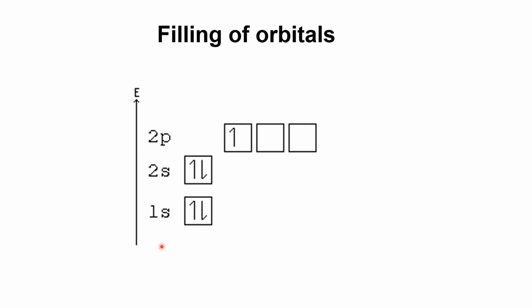So the orbitals are arranged according to their energies, and then the electrons are arranged in these orbitals. We will be seeing more in the second part how we actually write the electronic configuration of the atoms.